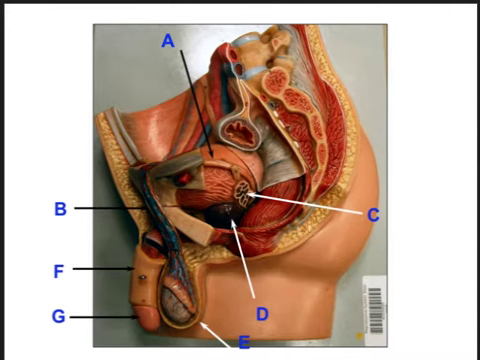Okay, C is pointing to the seminal vesicle. D is pointing to the prostate gland. The seminal vesicle and the prostate gland both produce components of semen. E is pointing to the scrotum, the sac inside which the testes rest. F is pointing to the shaft of the penis, and G is pointing to the glans of the penis.